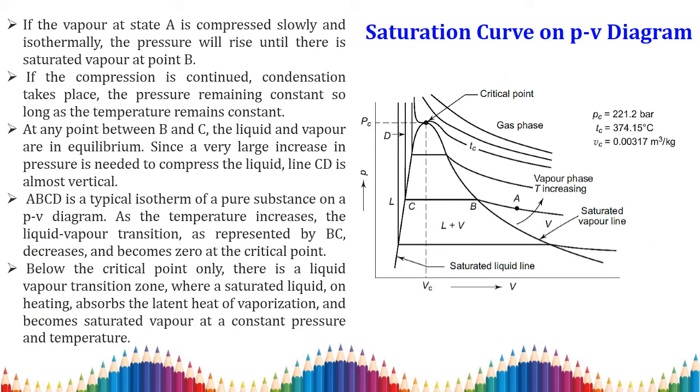Then the saturation curve on the PV diagram. So here you should observe a reverse process. In the previous process we were heating. So here, consider in this line I am going to cool the process. Okay. So again I am going to cool. Since it is A to B, I am going to cool the superheated vapor.